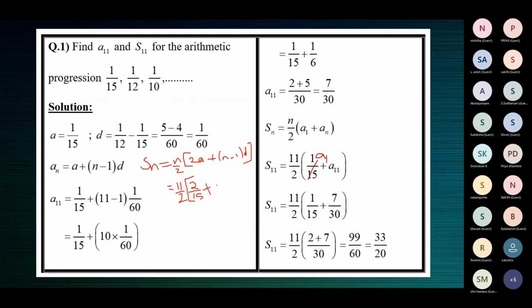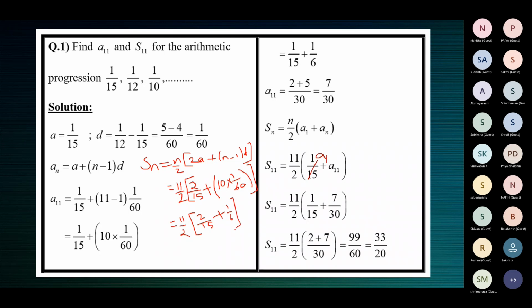Plus n minus 1, which is 11 minus 1, that is 10, into d. What is d? d is 1 by 60. So that gives us 11 by 2, in brackets 2 by 15 plus 10 into 1 by 60, and 10 ones are 10, 6 tens are 60, so it is 1 by 6.